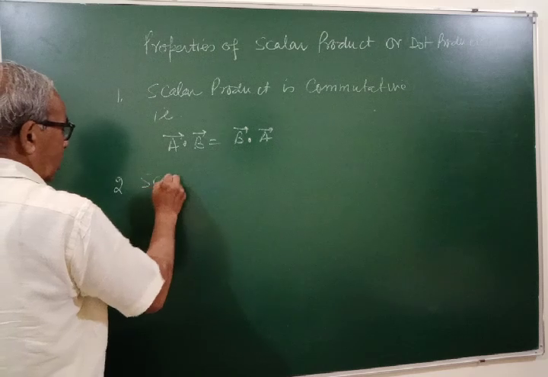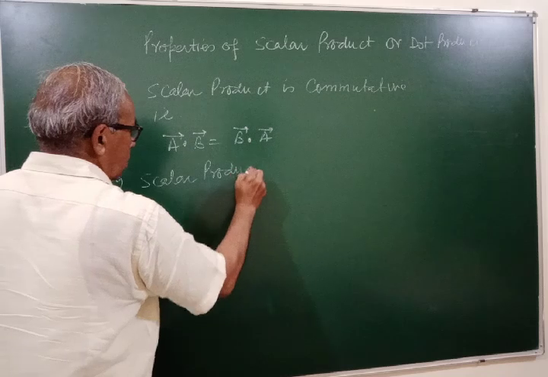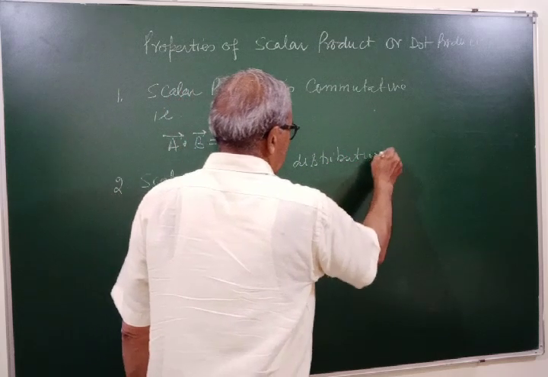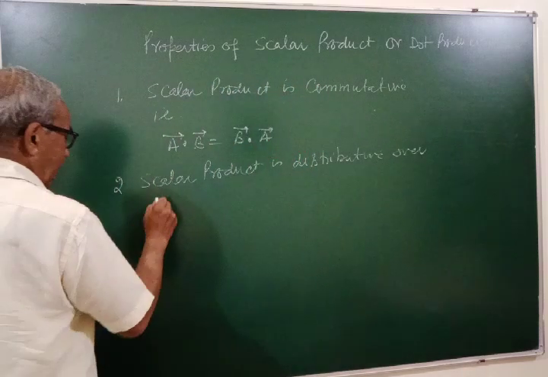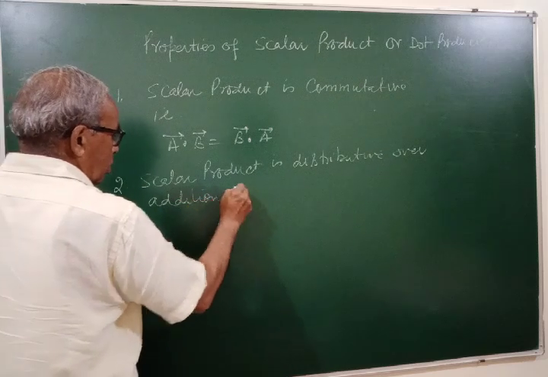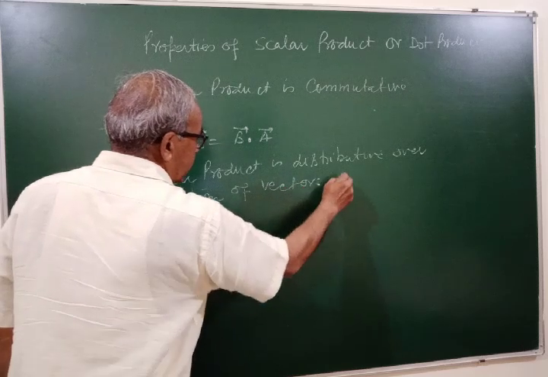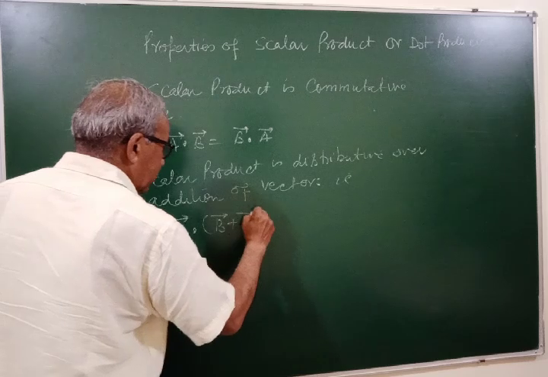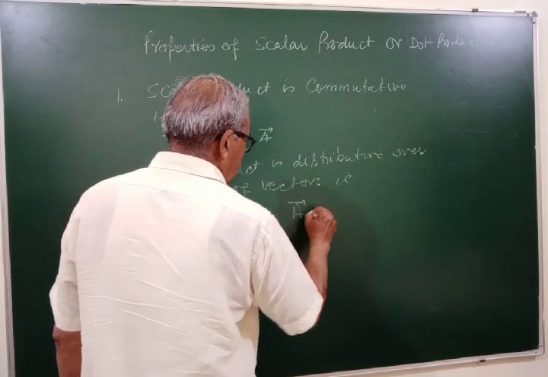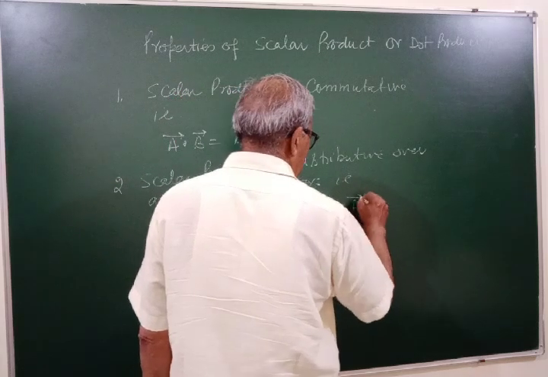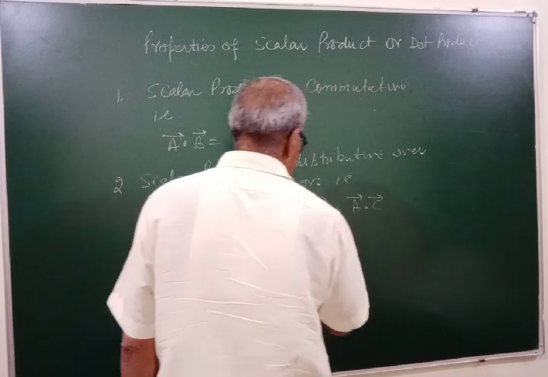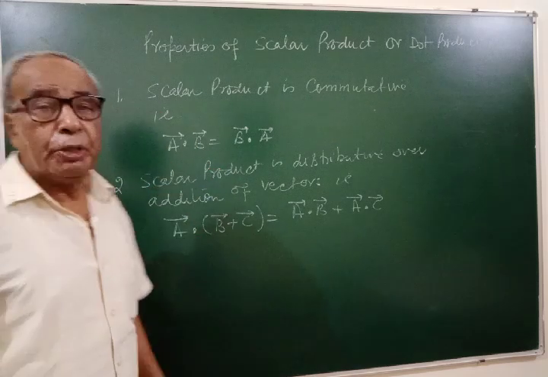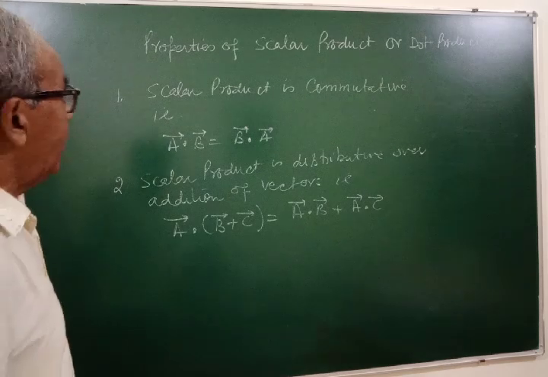Number two, scalar product is distributive over addition of vectors. That is, vector A dot (vector B plus vector C) is equal to vector A dot B plus vector A dot C. So these are two properties: the scalar product is commutative, and number two, it is distributive over addition.